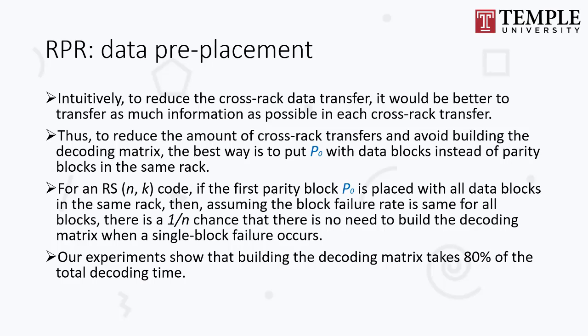Thus, to reduce the amount of cross-rack transfers and avoid building the decoding matrix, the best way is to put P0 with the data blocks instead of the parity blocks in the same rack. For an RS code, if the first parity block P0 is placed with all data blocks in the same racks, then assuming the block failure rate is the same for all blocks, there is a 1 over n chance that there is no need to build the decoding matrix when a single block failure occurs. That is because in the Vandermonde matrix, all the values in the first row of the coding matrix are 1. Our experiments show that building the decoding matrix takes around 80% of the total decoding time.